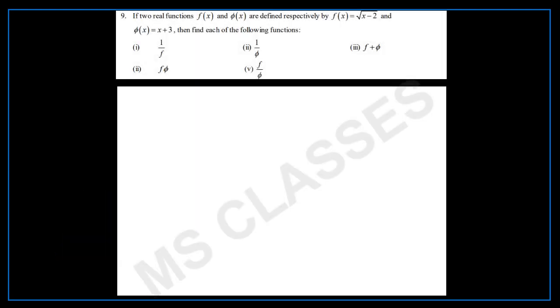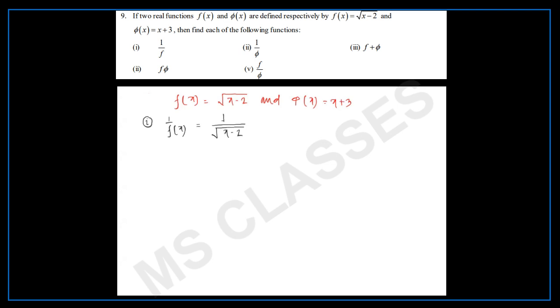It is given the function f(x) equals root over x − 2, and phi(x) equals x + 3. First of all, we are finding part 1, 1 by f(x), which will be 1 by root over x − 2.